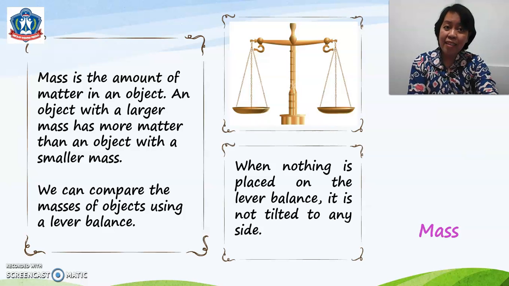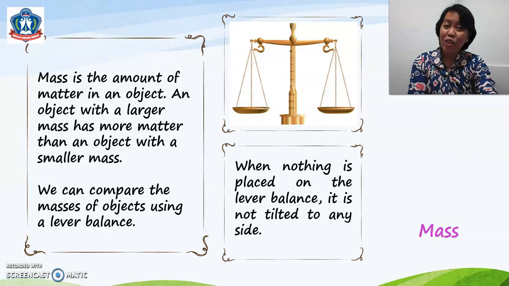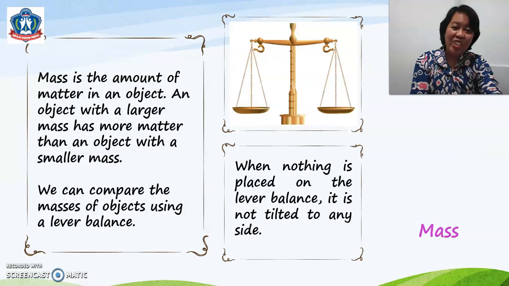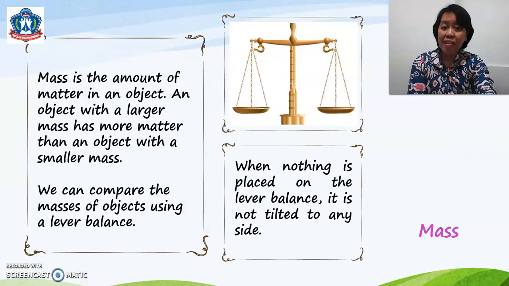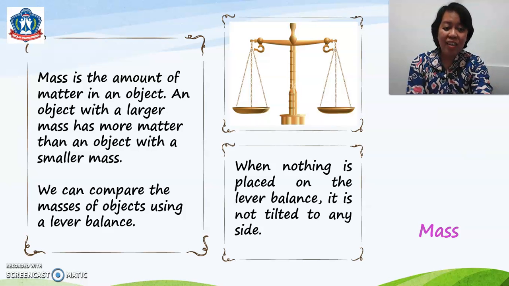What about mass? Mass is the amount of matter in an object. An object with a larger mass has more matter than an object with a smaller mass. We can compare the masses of objects using a lever balance. So, do you still remember when we were in P3? We used a lever balance to know the amount of matter, to know the mass of each object. So, when nothing is placed on the lever balance, it is not tilted to any side. You look at the picture.